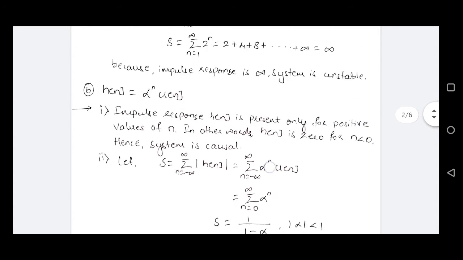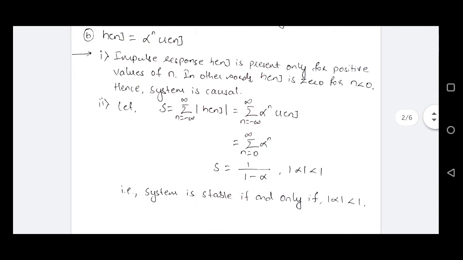The second system we'll consider has an impulse response defined as alpha to the power n u of n. Again, this is an exponential signal. Now this impulse response, because of u of n, will have values from n equals 0 to infinity only. Again, the impulse response is 0 for n less than 0. Therefore, the system is causal.